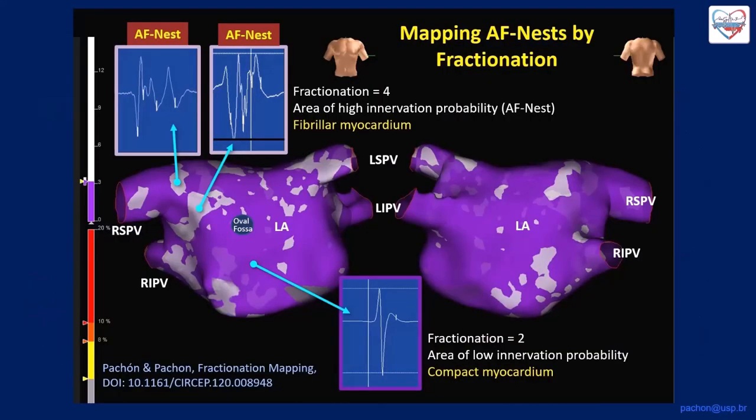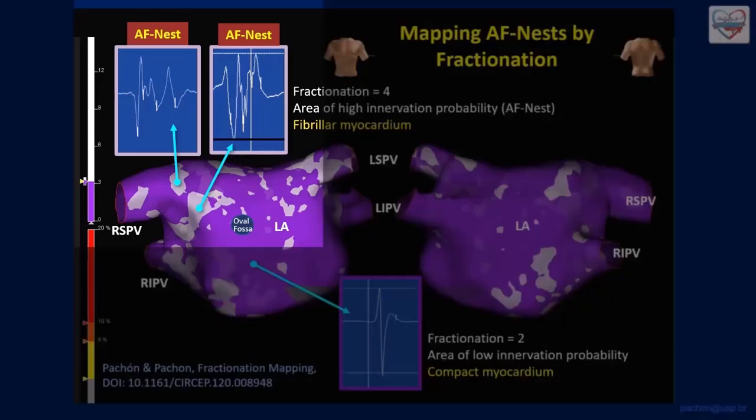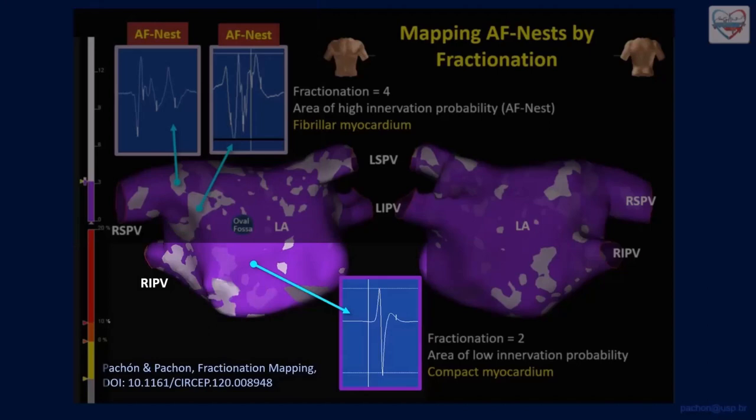Here we see an electroanatomical model tagging atrial fibrillation nest using the fractionation mapping. We developed this software in 2005 to aid the mapping of the innervation. In this case, the gray areas present high probability of innervation and should be ablated, while purple areas have low innervation probability and must be not ablated.